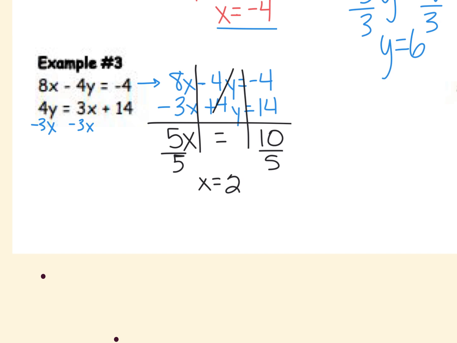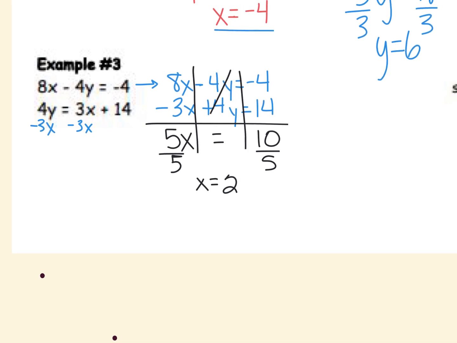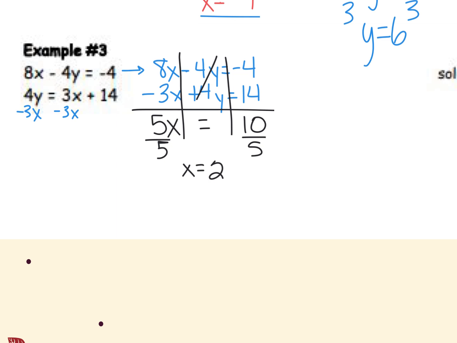So we need to plug into one of the originals. It doesn't matter which one. Do you want to use the first one or the second one? The first. All right, let's use this first one. And I'm going to come over here and I'm going to say 8, but I'm not going to put x. What am I going to put in place of x? 2. Very nice. Minus 4y equals negative 4. Don't forget your negative.